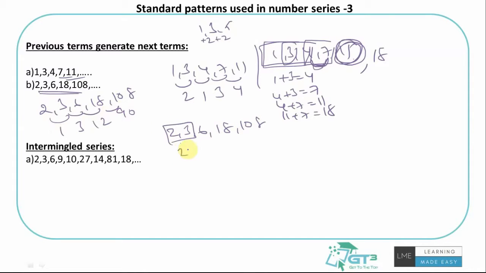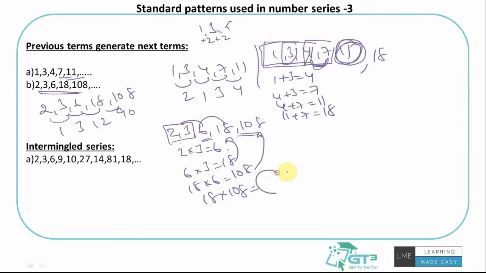When I multiply 2 and 3, what would I get? 2 into 3 is 6. When I multiply 6 into 3, I'll get 18. If I multiply 18 into 6, that's 108. Right? So the previous 2 terms are multiplied to give me the next term. So what would be my next term? That's basically 18 into 108. Right? Whatever I'll get, that would be the answer for the next term. So that is basically using the previous terms to generate the next term, series of terms like this. That's another pattern that could be used to create a series.